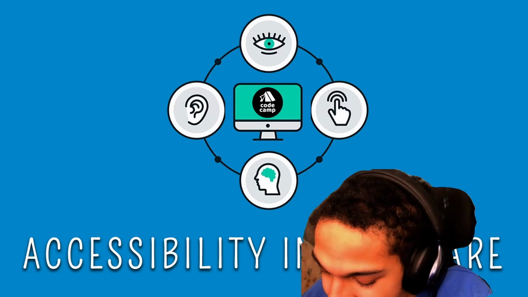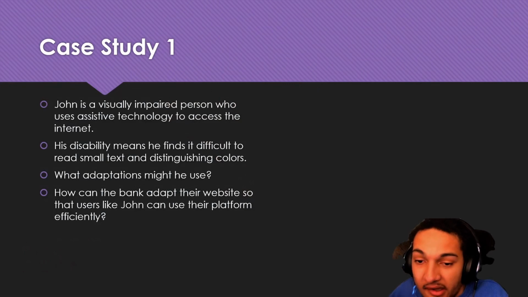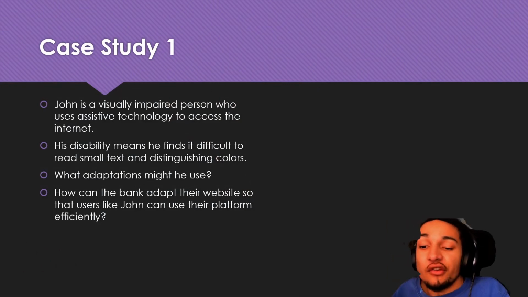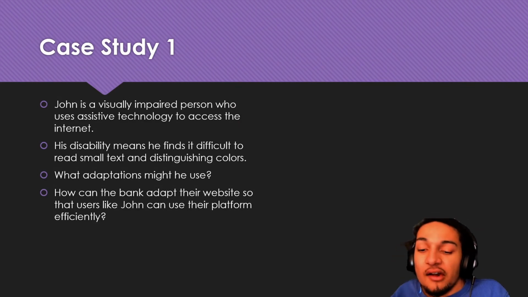So, case study 1. John is a visually impaired person who uses assistive technology to access the internet. His disability means that he finds it difficult to read small text and finds it difficult to distinguish colours. I missed a bit out. He wants to access online banking. What adaptations might he use, and how can a bank adapt their website so that users like John can use the platform efficiently?